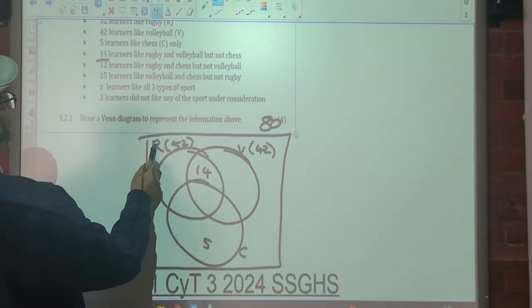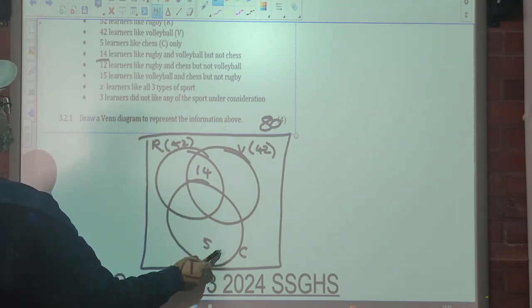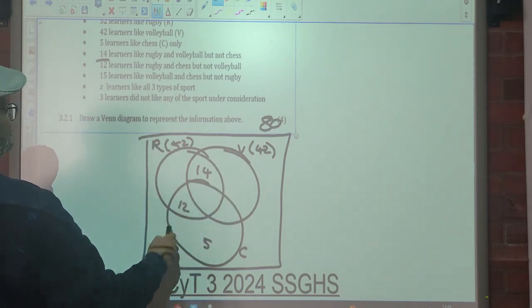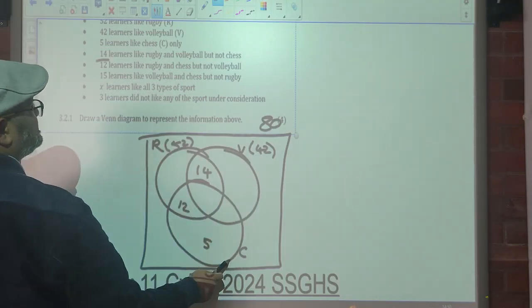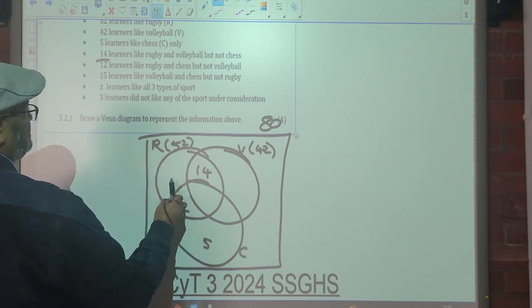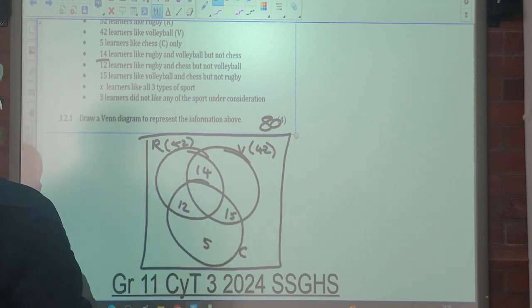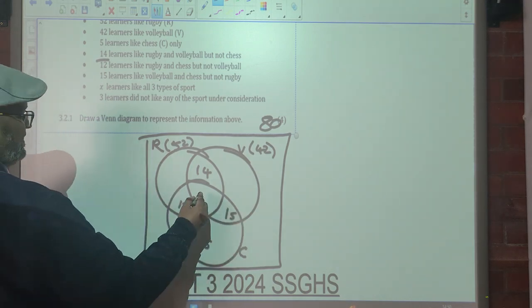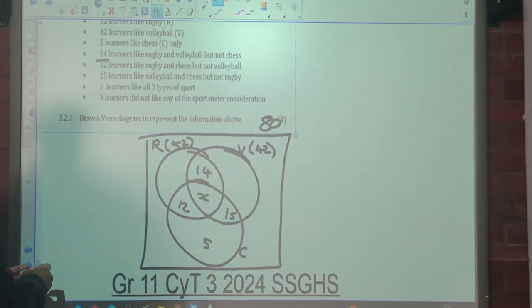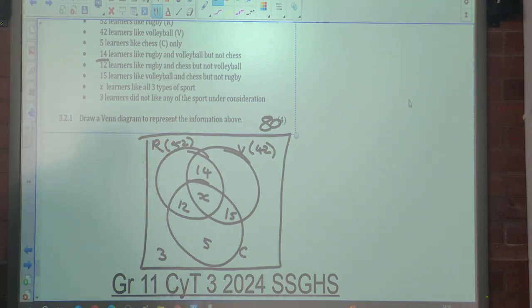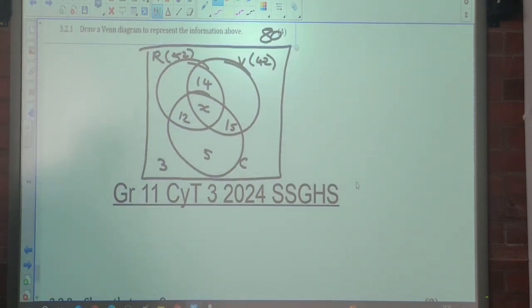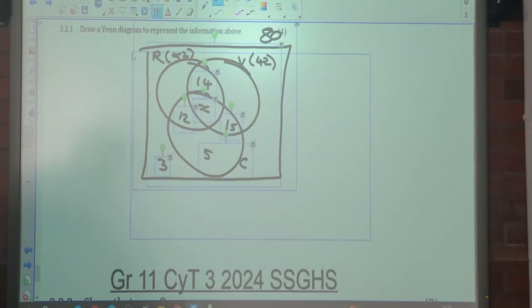12 like rugby and chess but not volleyball. 15 like volleyball and chess but not rugby. x like all 3 types of sports. 3 learners did not like any of the sports under consideration. This is through a Venn diagram, which we just did.